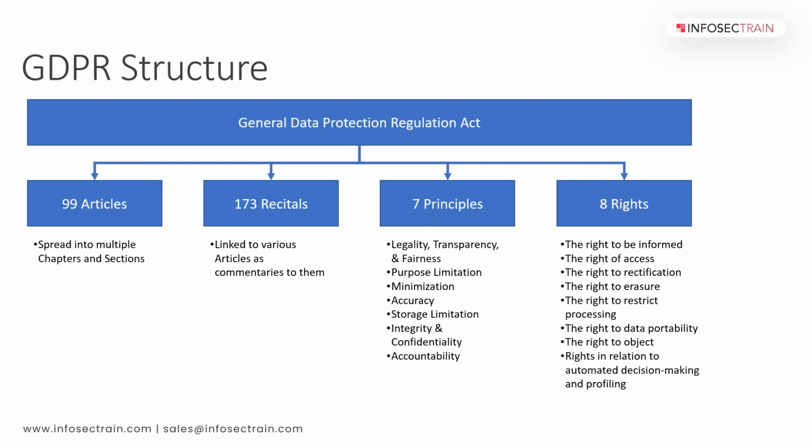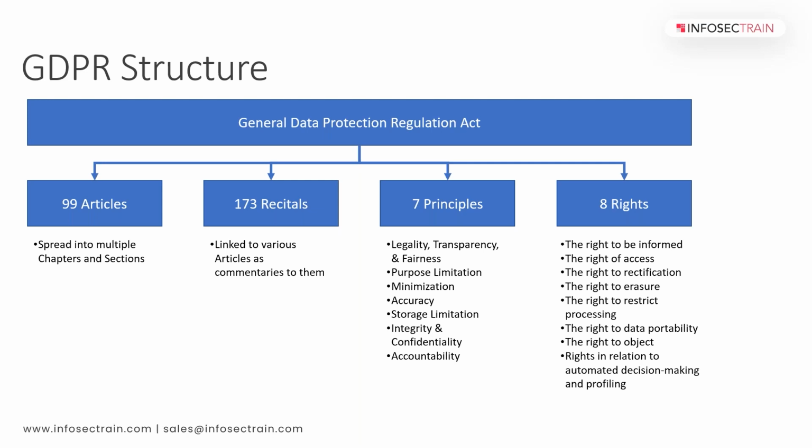Now, how is the GDPR structured? You can see here how the GDPR is structured. You have 99 articles. These 99 articles are going to give the entire framework. What are the things that are expected as part of GDPR from the subject perspective, from the organization perspective, from the controller perspective, then the government perspective, and the processor perspective.